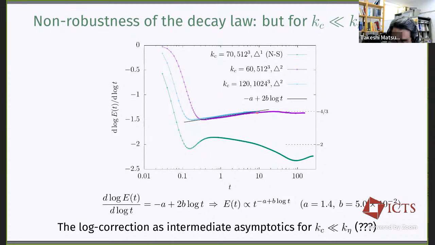I won't go into many detailed things, but if I experiment with this situation, the result seems to collapse to one curve. Maybe this log correction approaching -4/3 from below can emerge as an intermediate asymptotics when the localized wave number is much smaller than the dissipation wave number. That's still a speculation, but several numerical results suggest this. Okay.